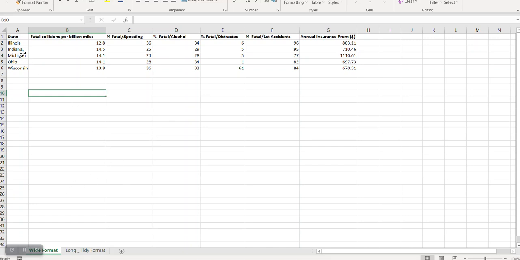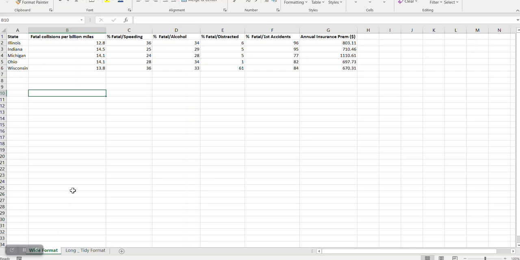You can see what happens is the rows are listed by states and the columns are listed by the variable. So we've got the fatality crashes per billion miles traveled, and then the percent of fatalities due to speeding, due to alcohol, due to distracted driving, whether or not it was their first accident involvement, and then what the average annual insurance premium is per driver of that state. So this particular style of showing the data is generally referred to as the wide format.